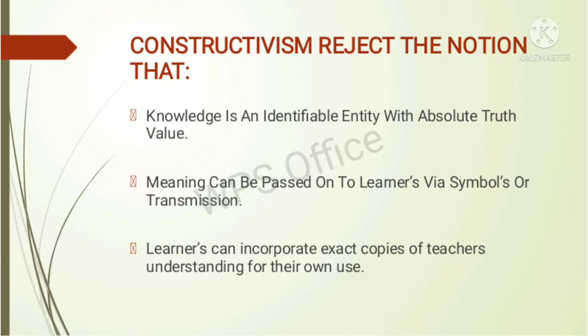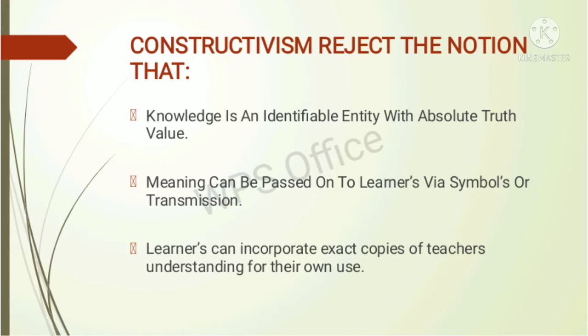Now, constructivism rejects the notion that knowledge is an identifiable entity with absolute truth value. So, here Bruner rejects this notion because he believed that learning is an active process, in which the learner constructs new ideas or concepts based upon their current or past knowledge. This is the belief of Jerome Bruner, that knowledge does not have an absolute truth value.